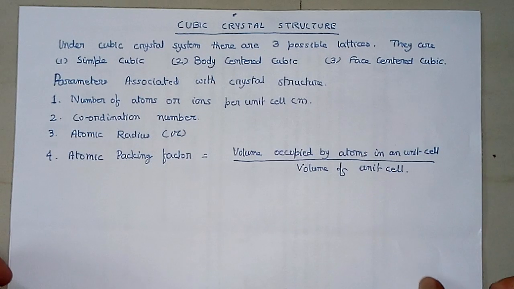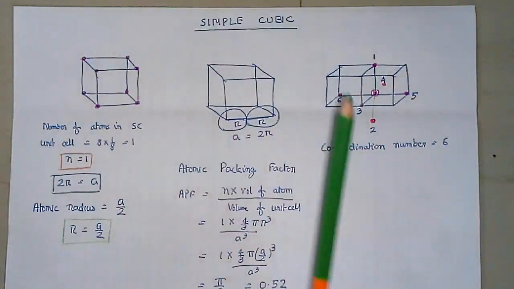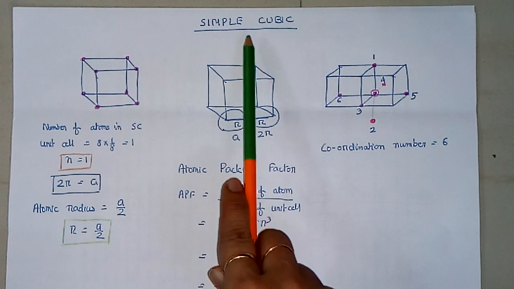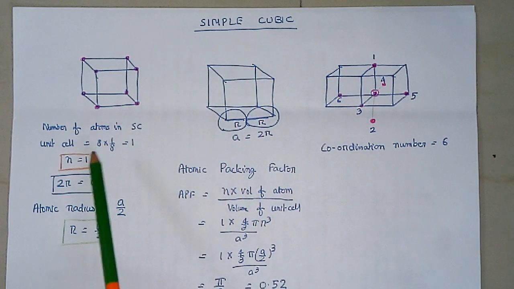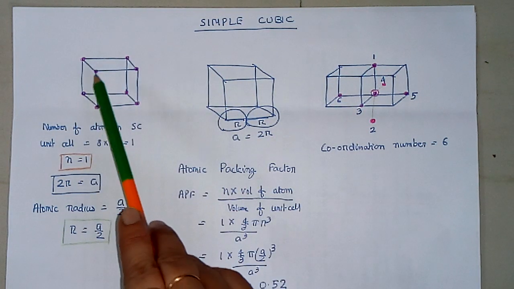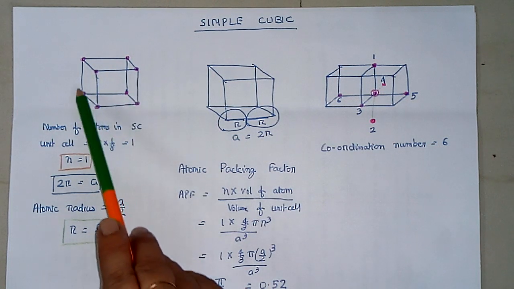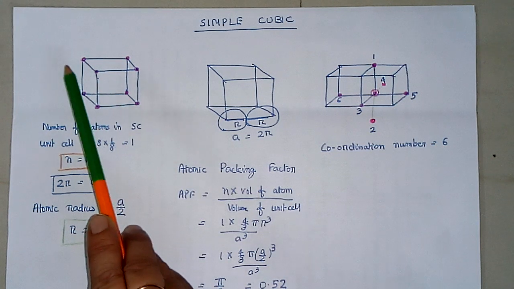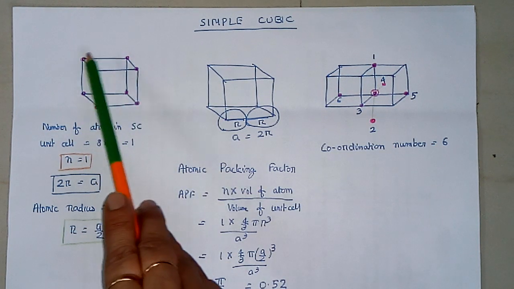First of all, we will see the simple cubic structure. Under this simple cubic structure, first we will calculate the number of atoms in the simple cubic structure. So what is the simple cubic structure? This is the unit cell of the simple cubic structure, and in this unit cell, all the atoms are lying at the corners.